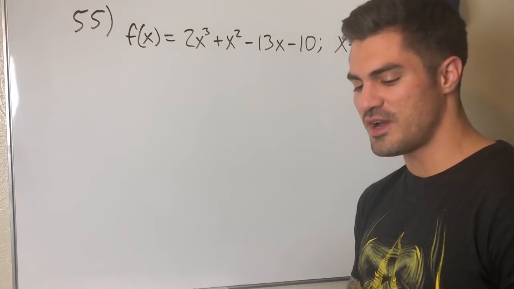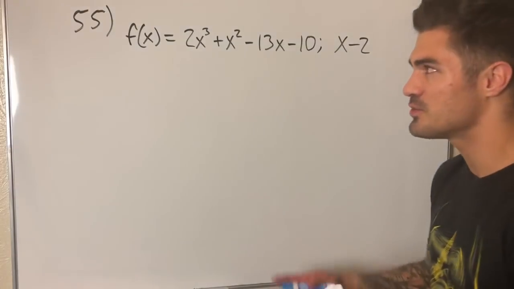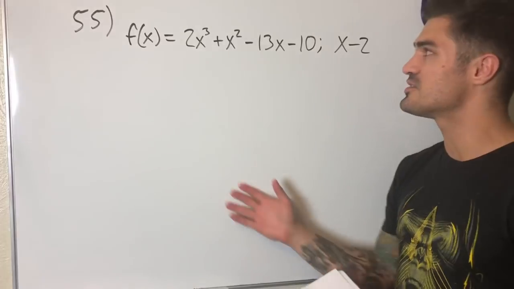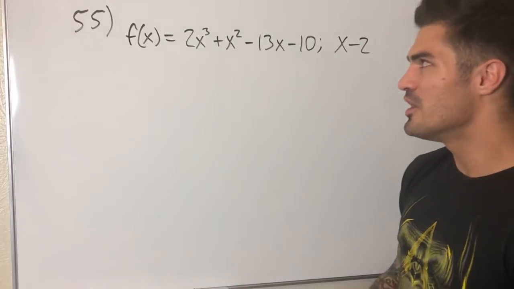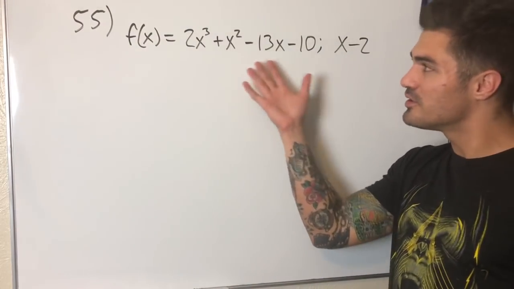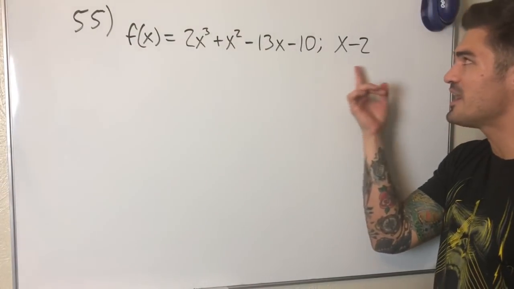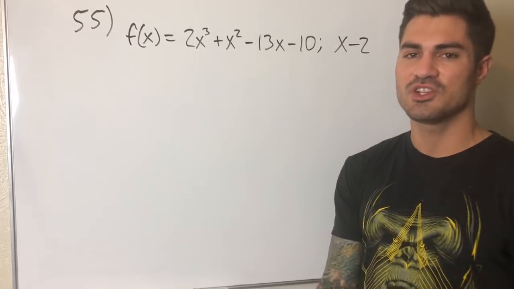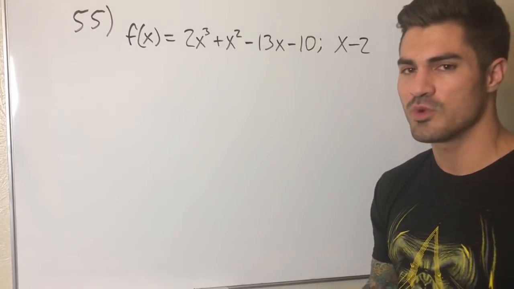All right, for this number 55, it says use the factor theorem to determine if the given binomial is a factor of f of x. So we have this function, we have this binomial. We want to find out if this is a factor of this. So there are two main ways to do it, and they're essentially kind of the same thing, just slightly different ways of thinking about it. The first way, the most common way, is use synthetic division, because if this is truly a factor of this function, then if we take this polynomial and we divide it by this x minus 2, we'll get a remainder of 0. So we use synthetic division. If we get a remainder of 0, then we say, yes, this is a factor. If we don't, then we say, no, it's not. Okay, that's one way of thinking of it.